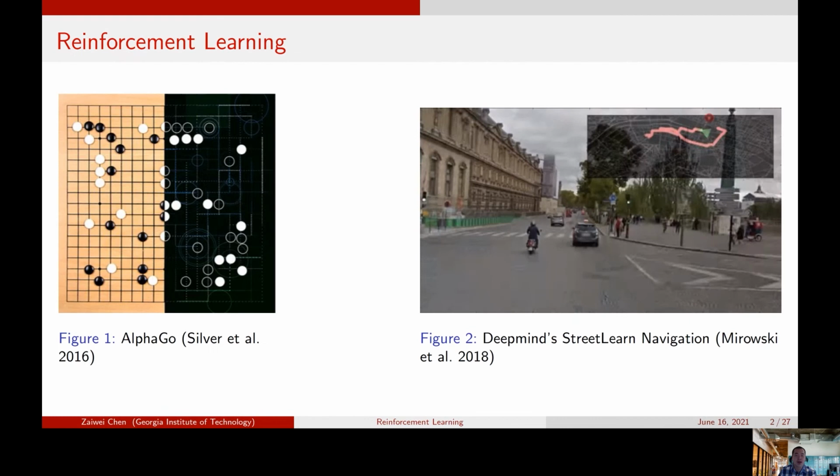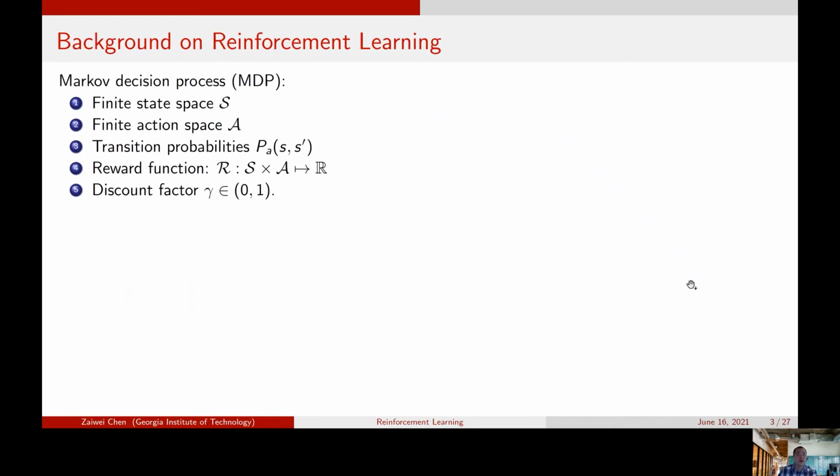So reinforcement learning has seen remarkable successes in solving many practical problems, such as the famous AlphaGo and the recent DeepMind StreetLearn navigation project. The reinforcement learning problem is usually modeled as a Markov decision process.